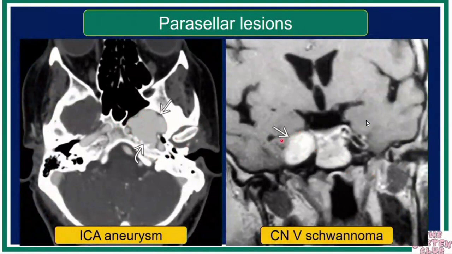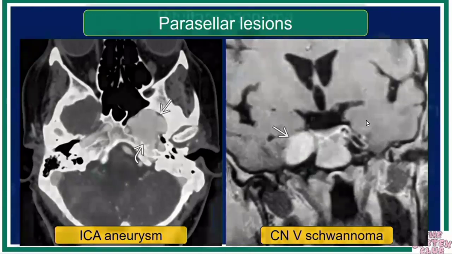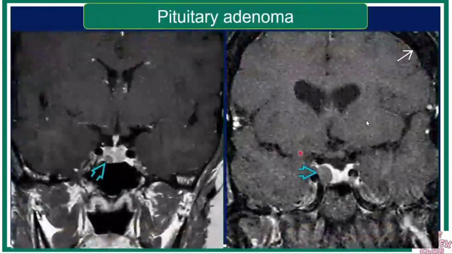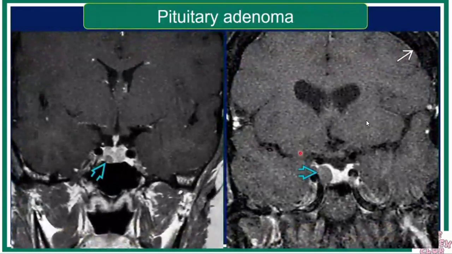Here is a schwannoma of the fifth cranial nerve, and again, these schwannomas are usually in the lateral wall of the cavernous sinus, but they can get big and extend into the sellar region. Then, any questions so far? All right. So the most common lesion that we encounter when we are talking about sellar lesions is going to be a pituitary adenoma.